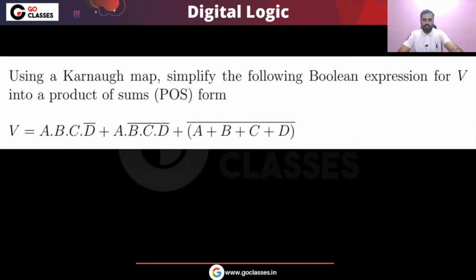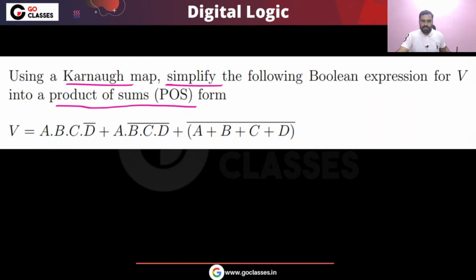So let's solve question one and see what it is saying. A function y is given to you, and this is also a Cambridge University question, the same university. Using the K-map, simplify the following Boolean expression y into product of sums, so we have to basically minimize it in product of sums form.